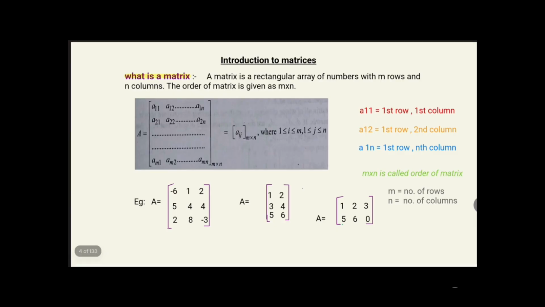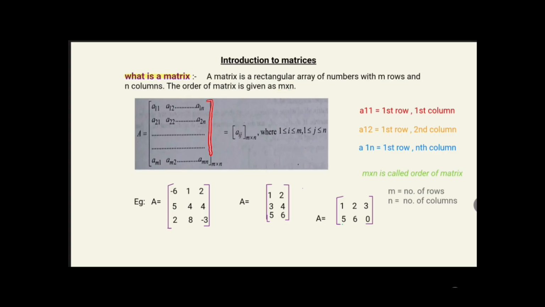The first one is Introduction to Matrices. From this Introduction to Matrices and types of matrices, few questions have been asked in the previous year question papers. Okay, so what is a matrix? A matrix is a rectangular array of numbers with m rows and n columns. The order of the matrix is given as m by n.